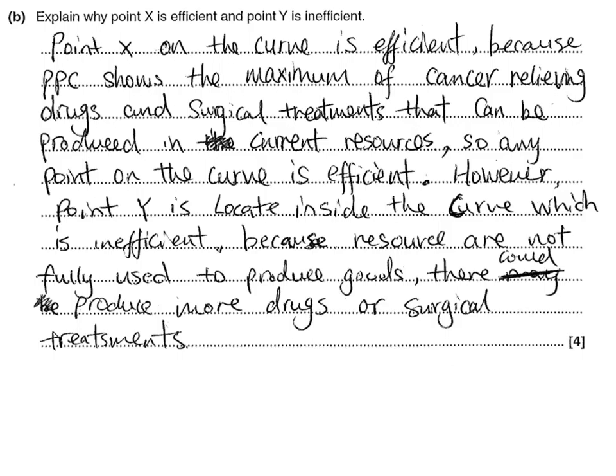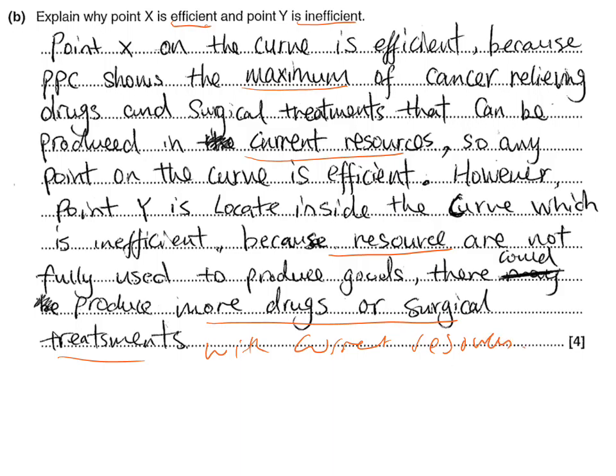Next question, explain why X is efficient and why Y is inefficient. Worth 4 marks. Point X on the curve is efficient because the PPC shows the maximum of cancer relieving drugs and surgery treatment that can be produced with current resources. So point X is efficient. However, point Y is a location inside the curve which is inefficient because resources are not being fully used to produce goods and services. They could produce more drugs or surgical treatments with current resources.